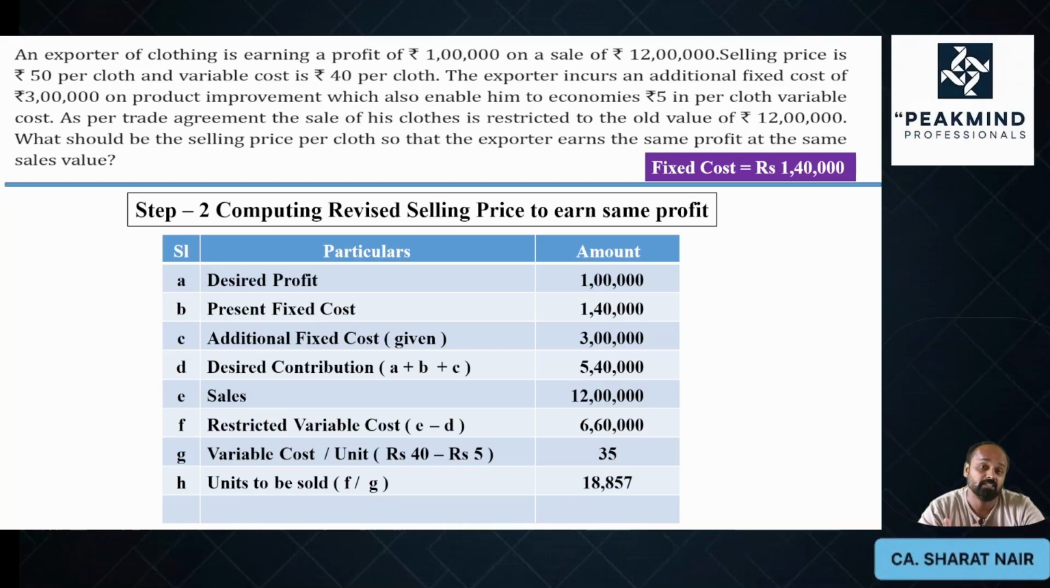Now, what is our main question? To find out revised selling price per unit. I can't change my total sales value, which is 12 lakh. So 12 lakh divided by 18,857 units allows me to find out the revised selling price, which turns out to be 63.64. So with this, the second question is also over.